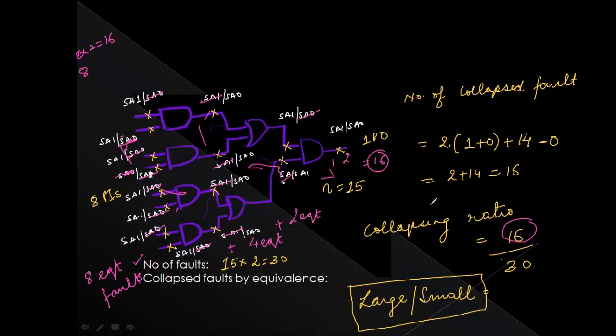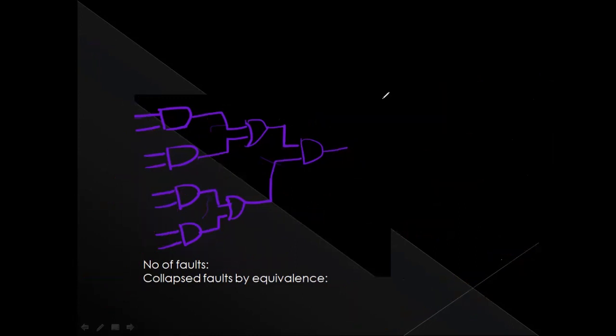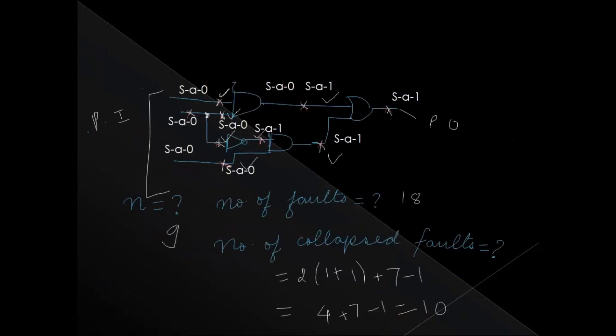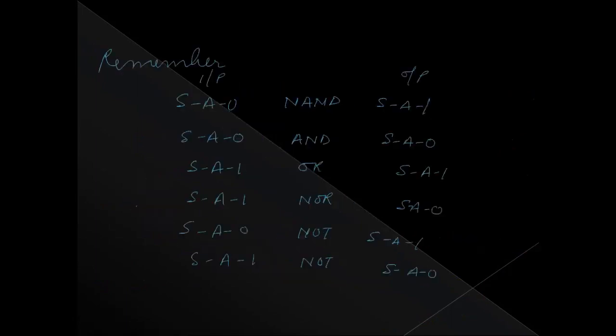So by inspection also and by formula also, I am able to get this result. I hope we are clear on this. Then we'll move to our next example. This is the same circuit's equivalence. Now we'll consider a circuit. Okay, we have done this as well. Okay, one more circuit for you.